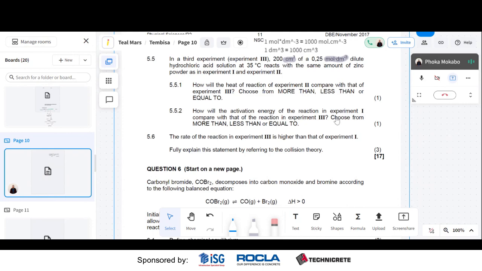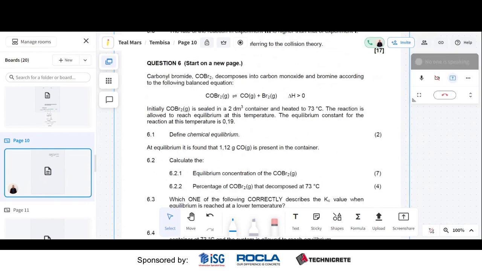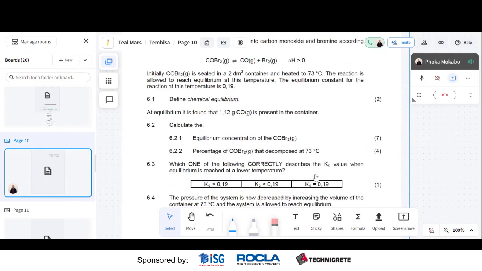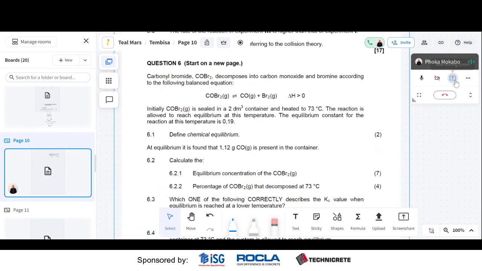Okay, let us look at question 6. Question 6 is a chemical equilibrium question, dynamic equilibrium question, and let's have a look. Seems like there are just 4 questions to it. So much shorter than question 5. And yeah, let's have a quick tackle at what it has in store for us.